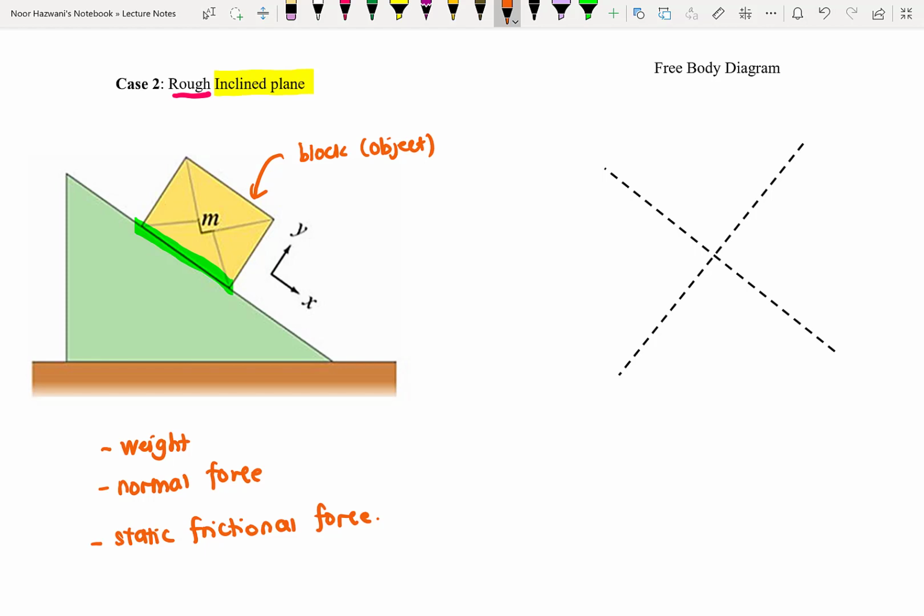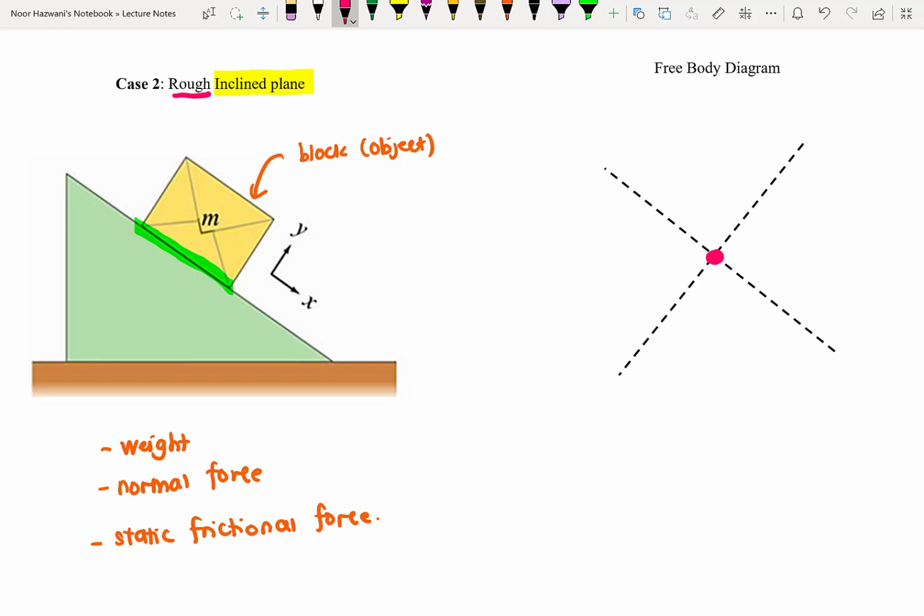You have to draw X and Y axis, but since the block is placed on the inclined plane, your Y and X axis should be drawn a bit tilted. Okay, like I drawn on the screen here. This is my Y, and this one is my X. So I put it a bit tilted, to help me draw the free body diagram a bit easier. Okay, and then put the dot to represent the block at the origin.